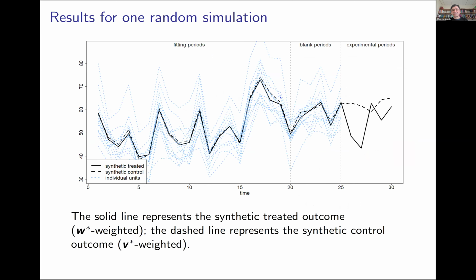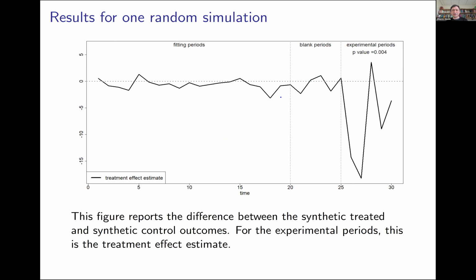So this is the result of our random simulation. You see that we have a very good fit in the fitting periods. It's perhaps not surprising, we are fitting there, but also a very good fit in the blank periods. And we have a not good fit in the experimental period because there is a treatment effect in this simulation. And this is the result of just one random draw from this simulation. You can see that there is very little action in the blank periods, but because of the treatment effect, there is a lot of action in the experimental periods, and we reject the null hypothesis of no treatment.